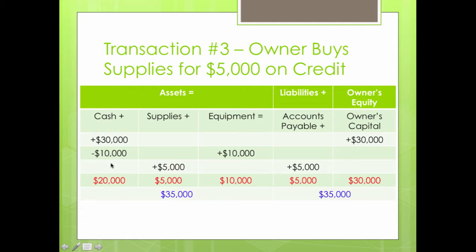So we bring down what was in the cash account, which is $20,000, the equipment, which is $10,000, and owner's capital, which is $30,000. And then we make sure that we add all of this, paying attention to the accounting equation, and we verify that in fact it balances, because $35,000 equals $35,000 in blue.